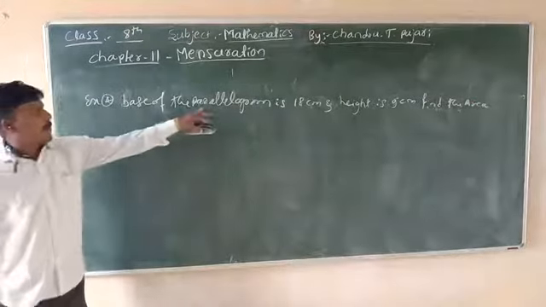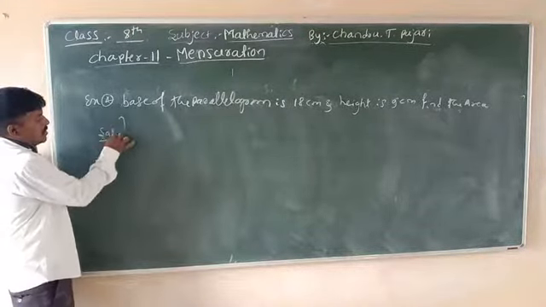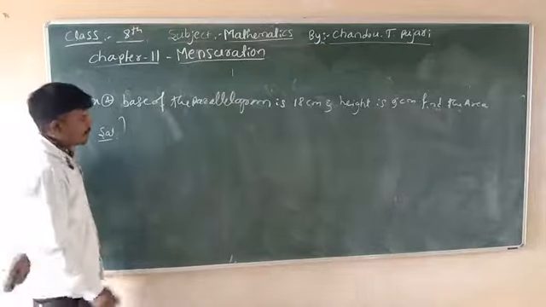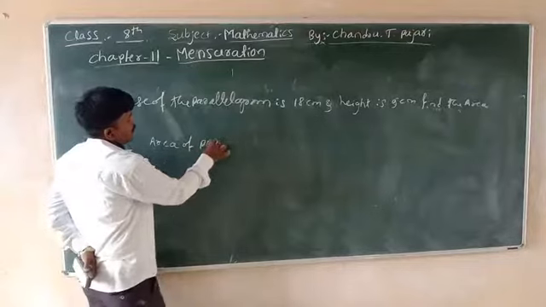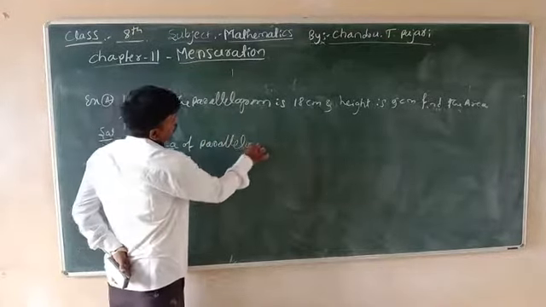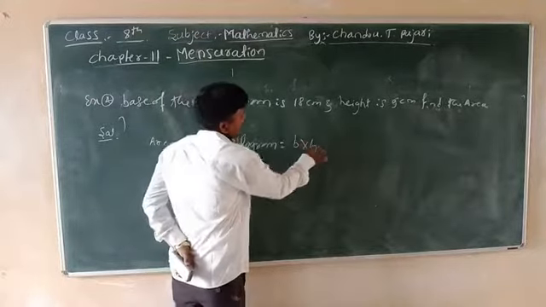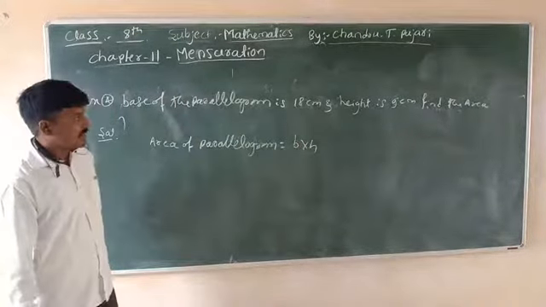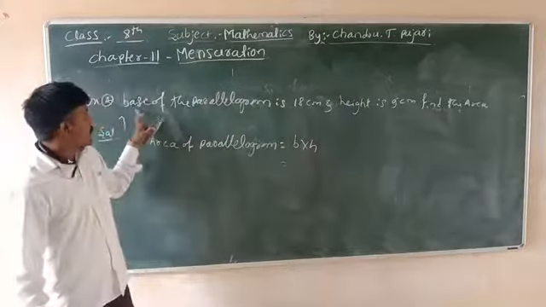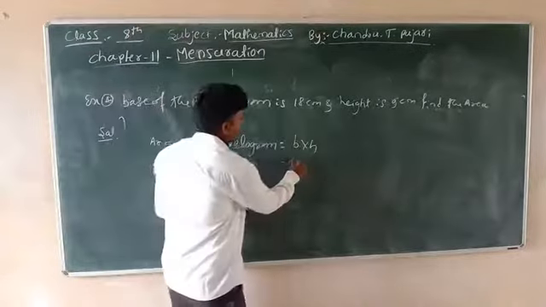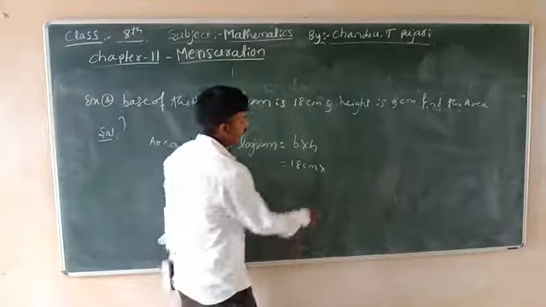This question is on the parallelogram. Solution: find the area of the parallelogram. Therefore area of parallelogram is equal to base into height. The base is given and height is also given. Base of the parallelogram is 18 centimeter and height is 9 centimeter.